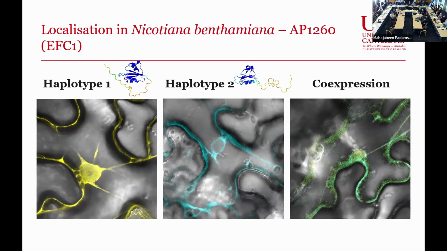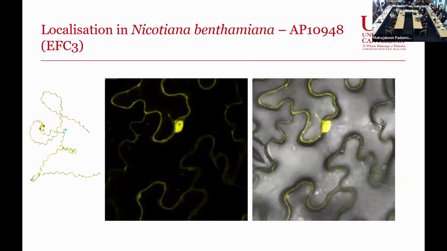But you can see here the proteins tagged with fluorescent proteins, and it looks like AP1260 heptypes 1 and 2 are localizing to the nucleus, which is where the DNA is stored, and the endoplasmic reticulum, which is the protein factory. Also a little bit around the cytosol, which is just the space in between. And then, really cool, when you co-express them together, you actually see that they go to the same place, which is super interesting.